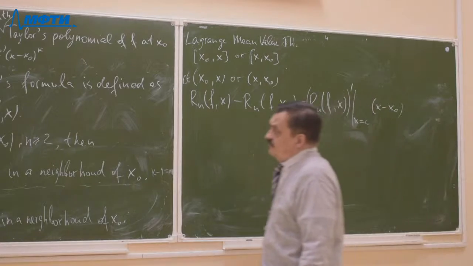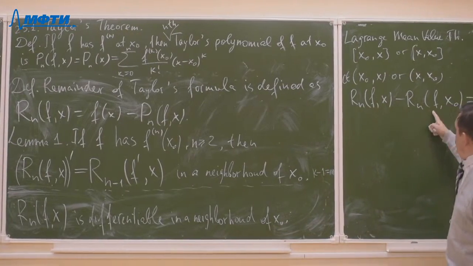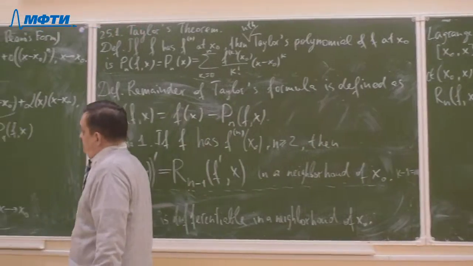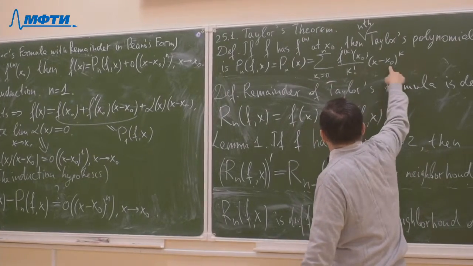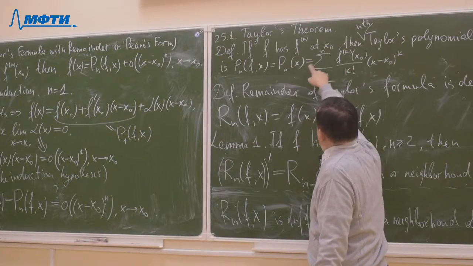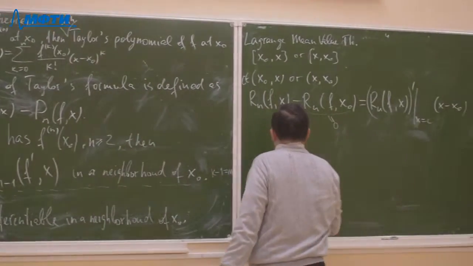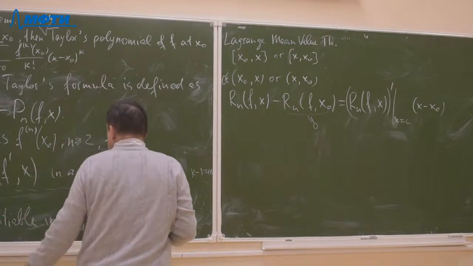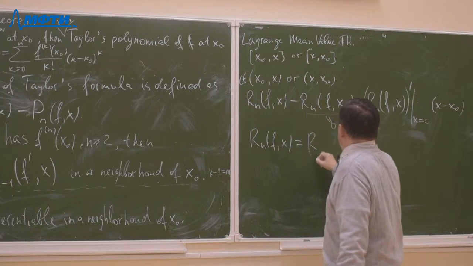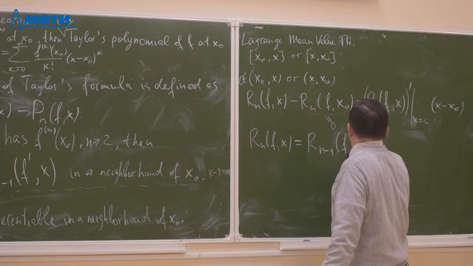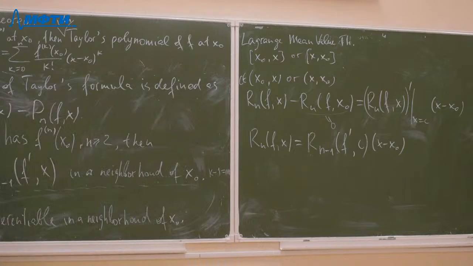We can use the lemma. So we can rewrite, and also what is Rn f x naught? The Taylor polynomial at x naught is nothing else but f of x naught. So that is 0, in fact. The remainder at x naught is 0. So using the lemma, we can rewrite Rn f x as R n minus 1 f prime c times x minus x naught.